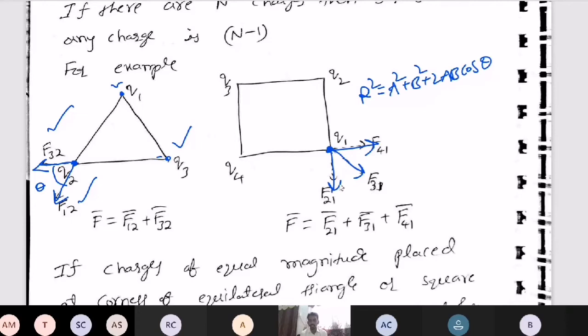Here F21 and F41 both are perpendicular. So what will the resultant become if two vectors are perpendicular? A square plus B square. If you know the two vectors are perpendicular, then the resultant will become under root A square plus B square. That's why I keep on telling you, first you should learn how to find the resultant. Then only you can get the things.